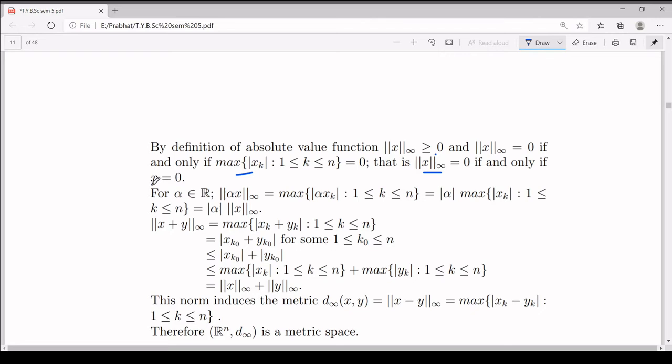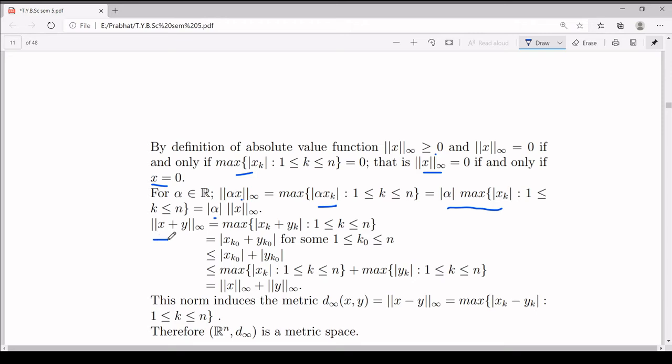That means your x is 0. Now for the second condition, you take alpha inside the set of real numbers. Now norm of alpha x will be, of course, the maximum of mod (alpha xk). Now the maximum of mod (alpha xk), I can say it is the maximum of mod alpha into mod xk, and then mod alpha I can take outside and I can say it is mod alpha times the maximum of mod xk, and that will prove that it is equal to mod alpha times norm x.